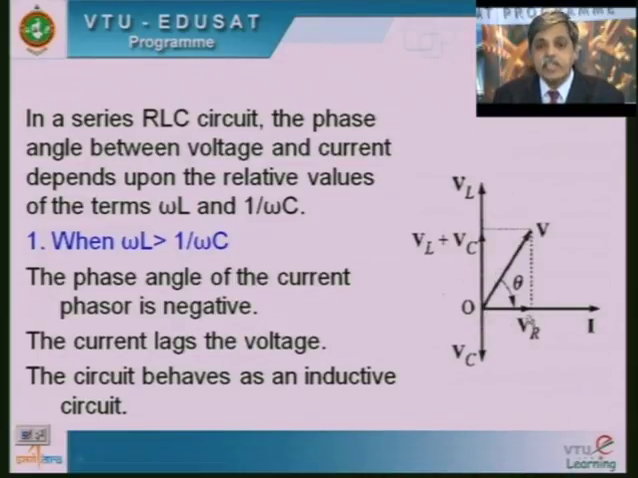In the phasor diagram, I have taken the current as a reference. So with respect to the current, the total voltage V is leading by theta. The same thing, if I express with respect to voltage as reference, the current is lagging behind the voltage by an angle theta. Therefore, I can say when omega L is greater than 1 by omega C, inductance dominates the capacitance and the circuit behaves like an RL circuit in which the current is lagging behind the voltage by an angle of theta.